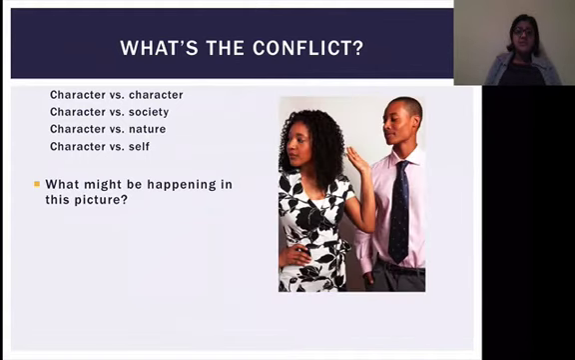How about this one? What's the conflict? What might be happening in this picture? You can see the woman looking away, the man trying to communicate with her, but she won't have it. So what do you think this is? Did you guess character versus character? Because you would be right. So who knows what could be going on between these two, but it doesn't seem very positive. There's clearly a problem between one character and another character.